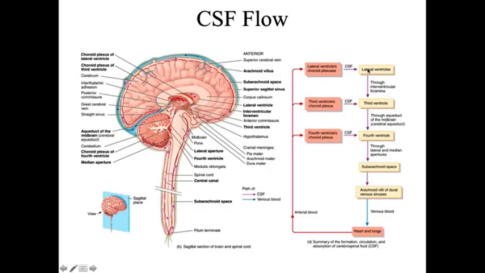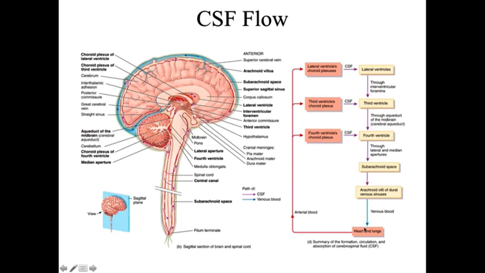So you can see how CSF is produced by the lateral ventricles' choroid plexus, the third ventricle choroid plexus, the fourth ventricle choroid plexus. Then it's going to move from the lateral ventricles through the interventricular foramen of Monro into the third ventricle, through the cerebral aqueduct, and then into the fourth ventricle, through the lateral and medial apertures, into the subarachnoid space, into the arachnoid villi and dural venous sinus to become reabsorbed.